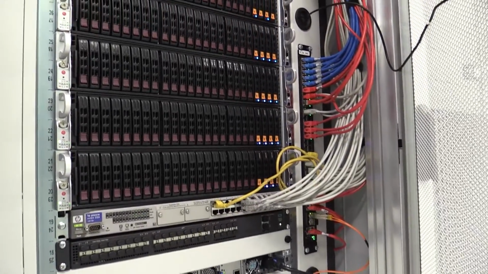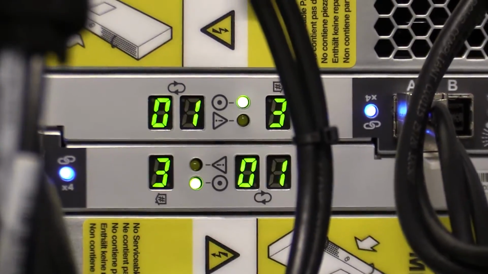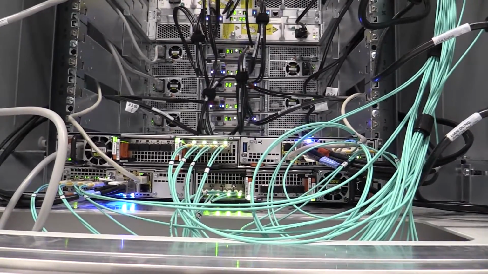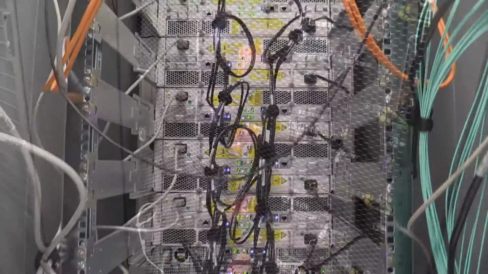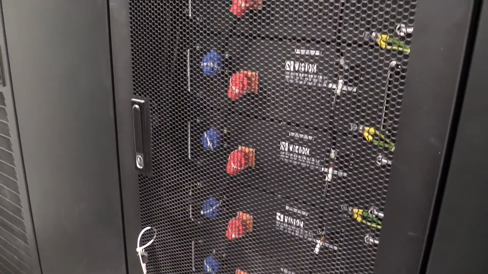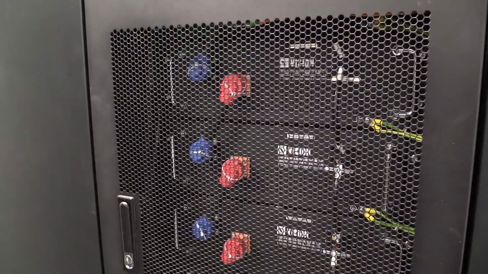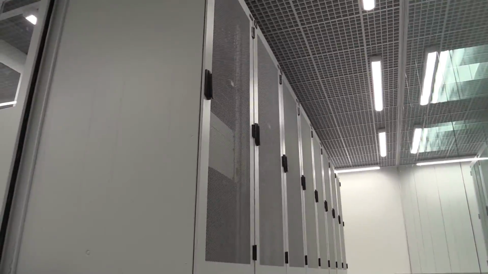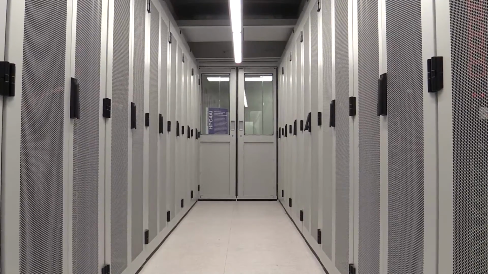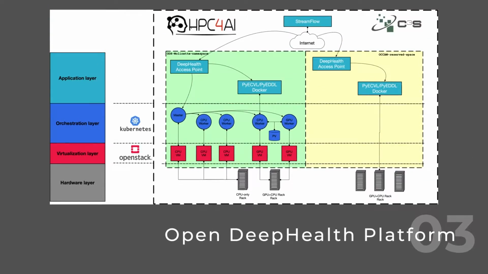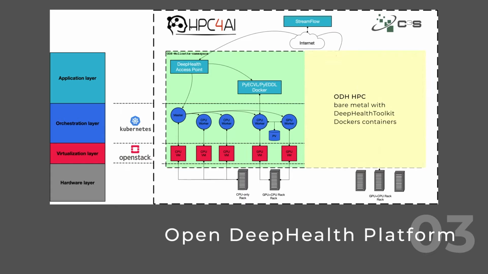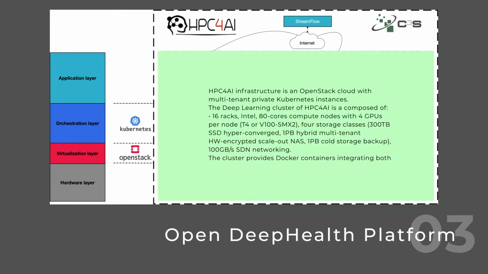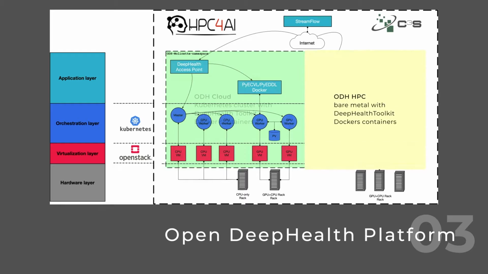Occam et Unito exploits bare metal virtualization based on Docker containers. HPC4AI implements an OpenStack cloud, enhanced with the deployment as a service. It enables the deployment of segregated instances on the OpenDeepHealth platform, which makes it possible to securely manage critical data on a shared infrastructure. In practice, the OpenDeepHealth HPC component, Occam, is equipped with the DeepHealth Toolkit Docker containers on bare metal. The cloud component, HPC4AI, is a multi-tenant Kubernetes cluster with the DeepHealth Toolkit containers too.